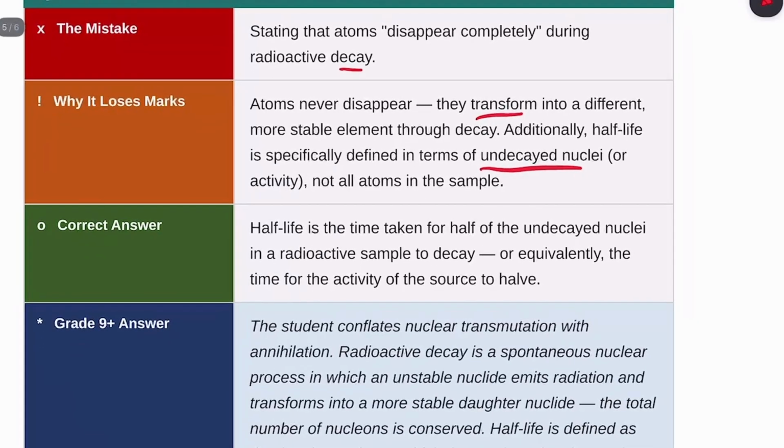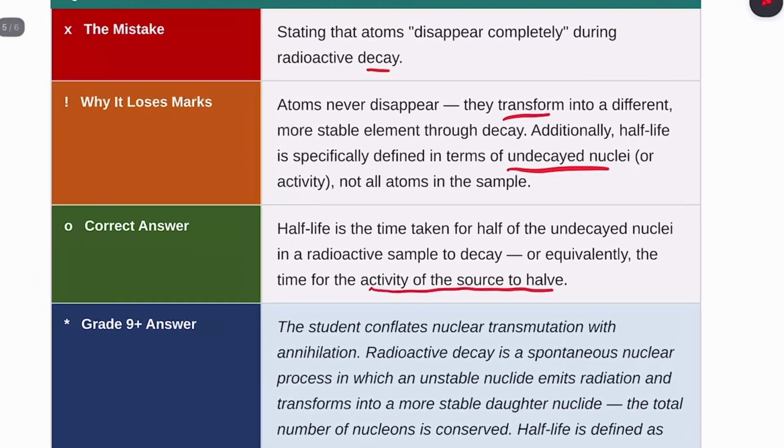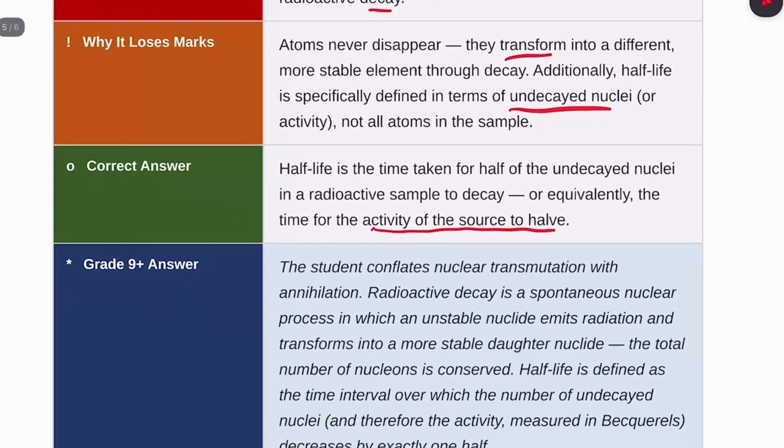The correct answer then: half-life is the time taken for half of the undecayed nuclei in a radioactive sample to decay, or equivalently, the time for the activity of the source to halve. Okay, so really an important point here. You could also mention it in terms of activity, and in a question where they ask for a definition, either of those is fine, right? Activity or number of nuclei. But in a question, they could phrase it in terms of activity or in terms of nuclei, and you need to be familiar with both. So hopefully that makes sense.